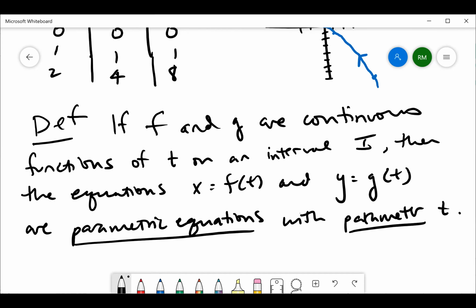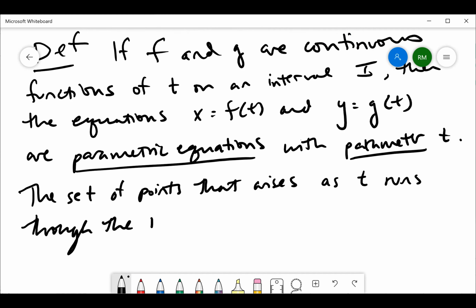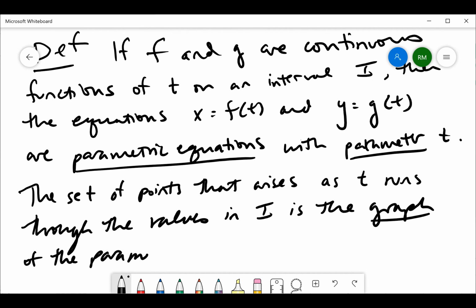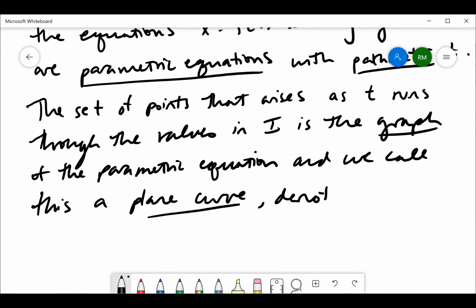All right. So the set of points that arises as t runs through values in our interval I is the graph of the parametric equation. And we call this a plane curve, often denoted by C.